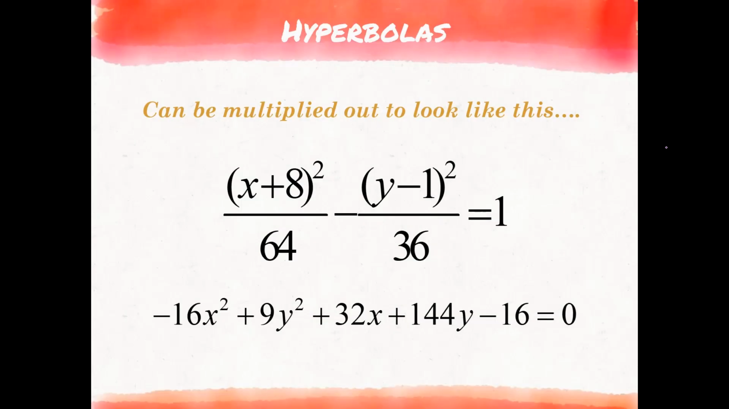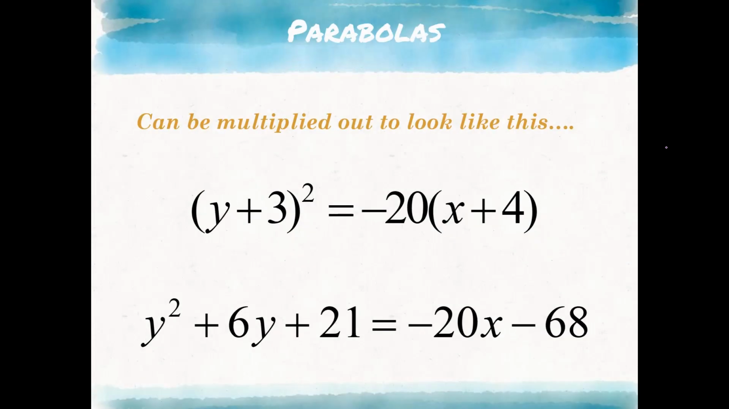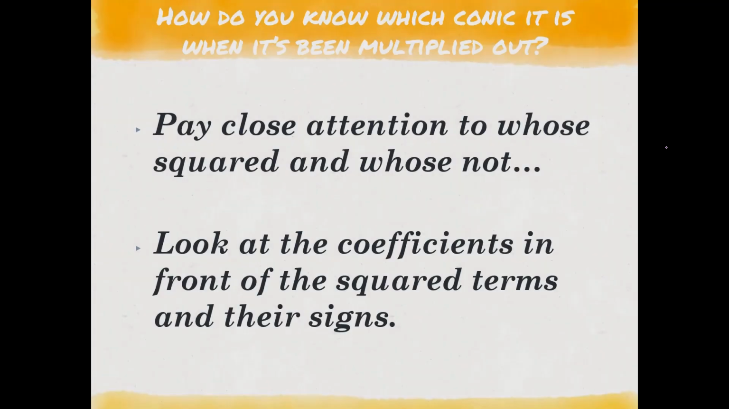Hyperbolas, when you multiply them out, look something like that. And when I multiply out a parabola, it would look something like that, even if I would move it to the other side as well. Okay? So now we need to be able to know which conic is it when it's been multiplied out.